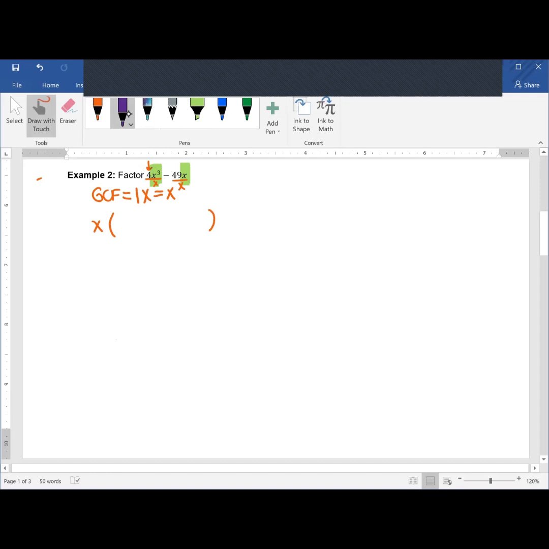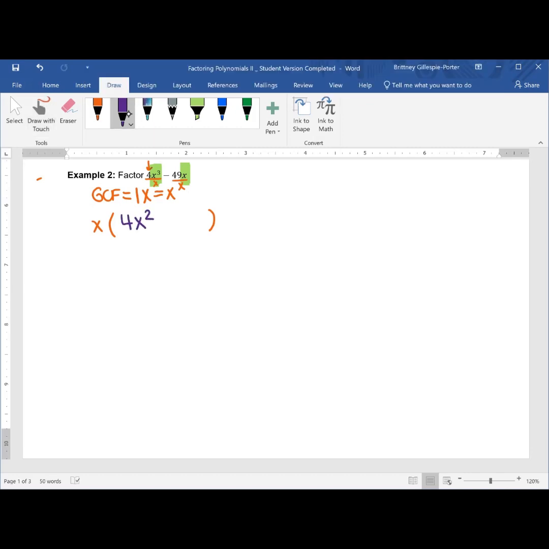When I have 4x cubed and I take out an x, I'm going to wind up with 4x squared because 3 minus 1 gets me 2 in the exponent. Bring down my minus in between them, and 49x over x, those x's are going to cancel, which means I have 49.